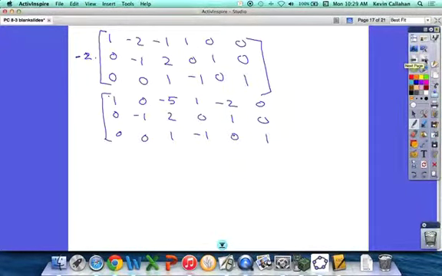I mean, how did we get from here to here? Yes, like for the top row. Right now, we multiplied this row by negative 2, and we added it to this row. 1 times this row plus negative 2 times this row, and we put the result right there.